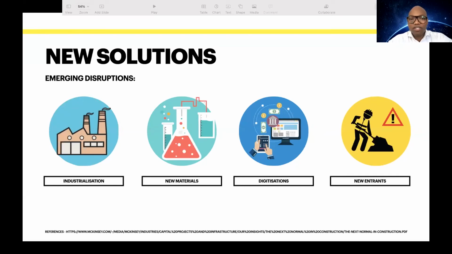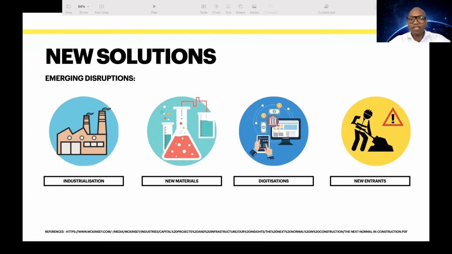One, industrialization, which will speak to automation in my next slide. I'll go into detail in terms of what technologies to look at, and new materials. I've just mentioned it briefly. This is directly in line to the need, the question around sustainability, green buildings, reduction of carbon emissions, and digitization.